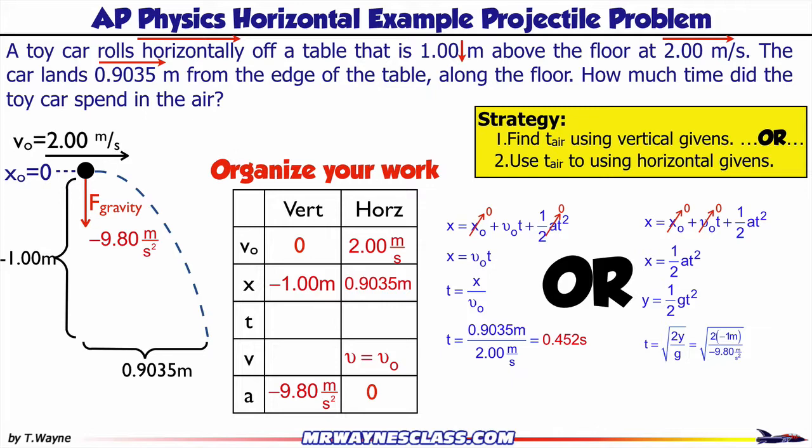So T is equal to the square root of 2 times negative 1 meter divided by negative 9.8 meters per second squared. And when I do the math, I get the same answer, 0.452. And we'd expect that because it takes that much time to fall down a meter, and in that much time it also travels 0.9035 meters. So the two times should be the same because that's when the ball stops moving when it hits the ground.